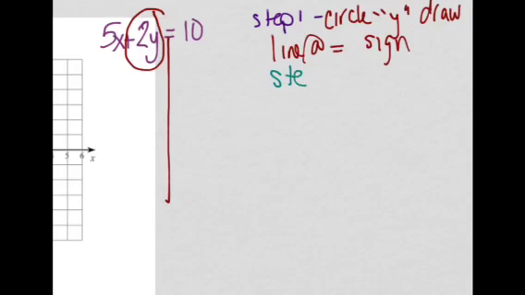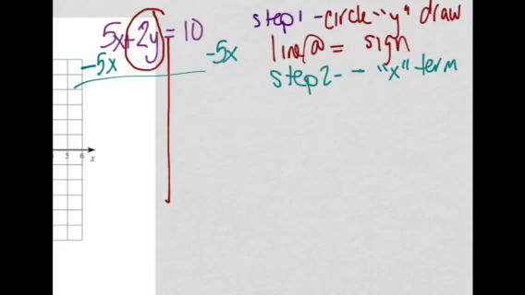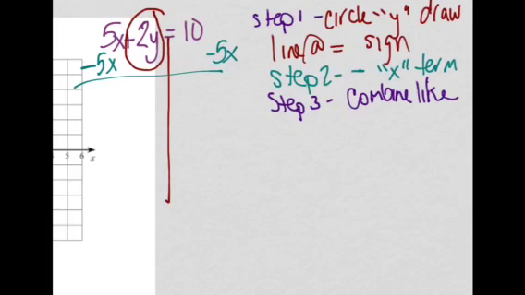Step 2, subtract the x term. Well, I have a positive 5x, so I'm going to subtract 5x from both sides. Once I do that, step 3, combine like terms. Says I need to zero those out, and I have 2y left, and those are not like terms, so they do not combine. So I have 10 minus 5x.